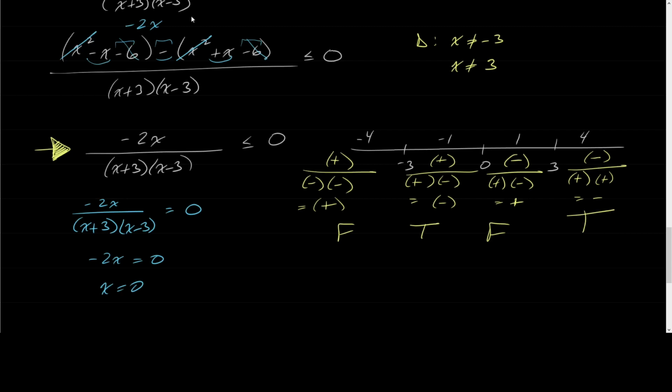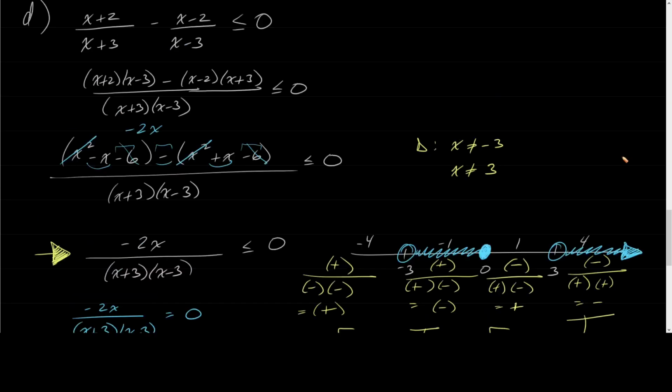Now, what values do we care about? Well, we know that negative 3 or 3 cannot be solutions. And then at x equals 0, did we care about that? Well, yeah, because it was an or equal to problem. So we care about 0. And now that tells us that our solution is going to be the interval from negative 3 to 0, including 0, union 3 to infinity, right? Because we're going to shade the stuff here where it is true. All right?